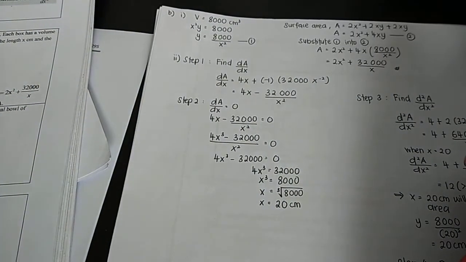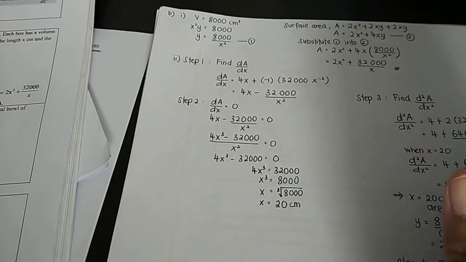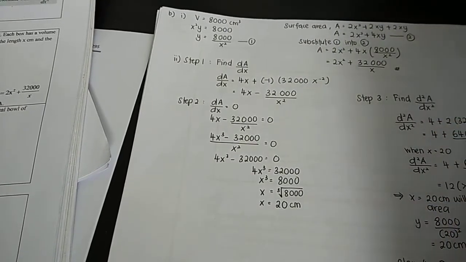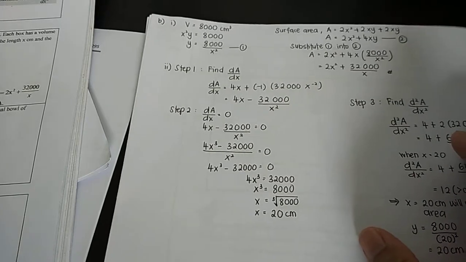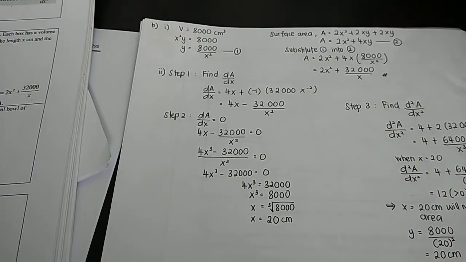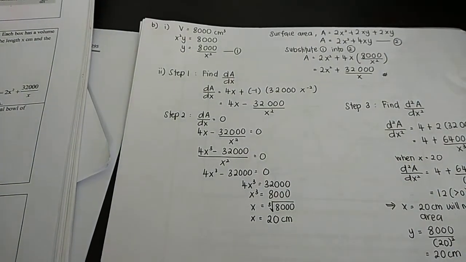So B, a company intends to produce boxes with cover. Each box has a volume of 8,000 cm cube. The base of the box is a square with the length x cm and the height of the box is y cm. Okay, dia dah bagi bentuk kat awak, dia dah lukiskan kat awak, dia dah label dah x dan y yang mana. Dia bagi lagi volume untuk box tu adalah 8,000 cm cubes.